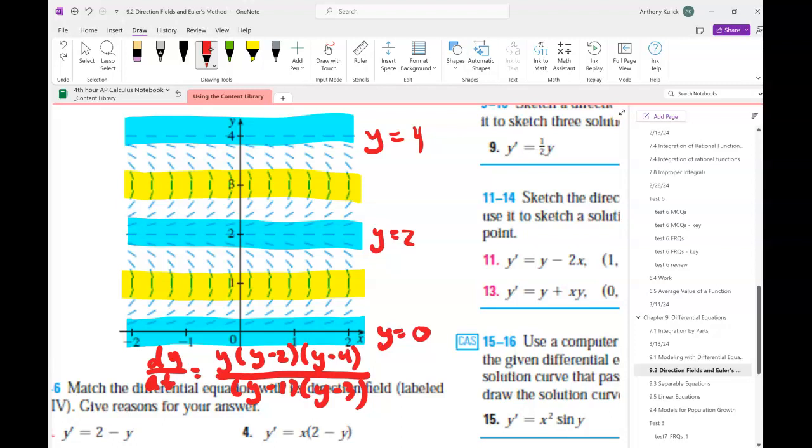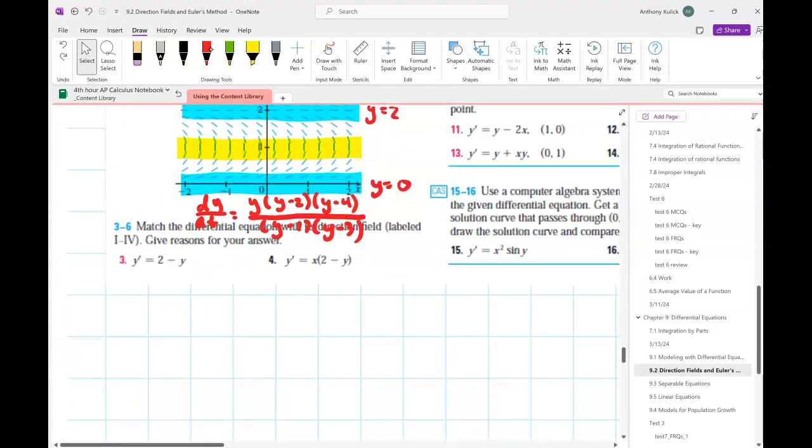All right. Let's do a couple more. So here, we're given 4 differential equations and then 4 slope fields. We're going to pick out the slope field that matches each differential equation. To do this, I would start by writing down the equilibrium solutions for the differential equations. So let's look at number 3. What are the equilibrium values for number 3?